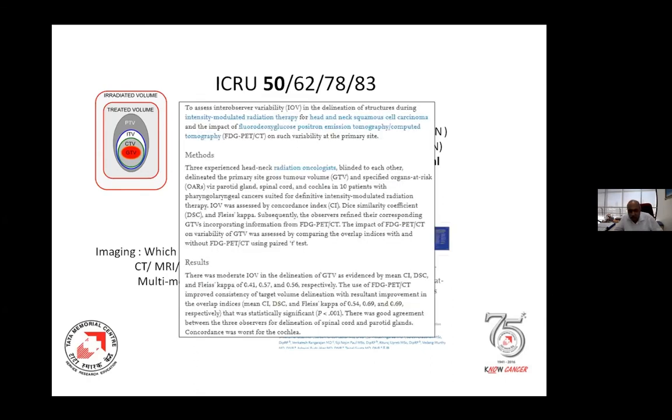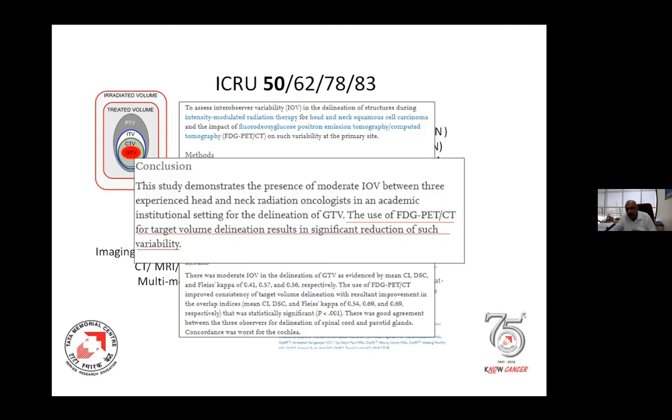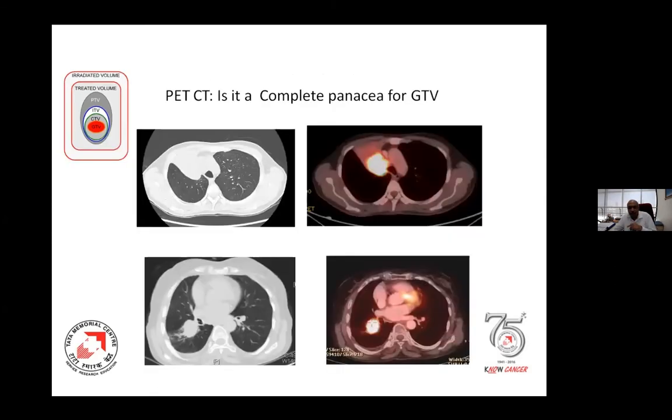And the important thing was, it was moderate, or what I'm trying to say, a reasonable limit, between all these three observers, which was much more for the target rather than for the OARs. And how we can minimize this variation was with the use of FDG PET. And there was a significant reduction in the variability in all of us which we drew. Though the variability was not so large, still there was a variability.